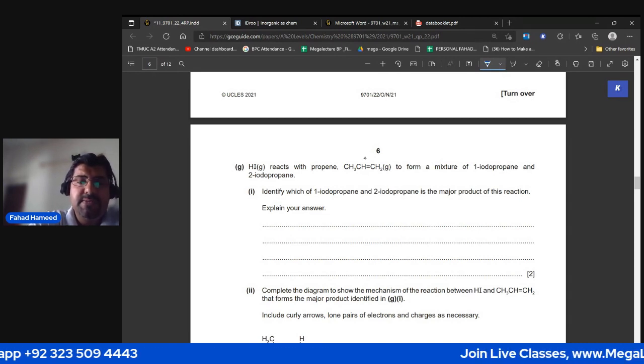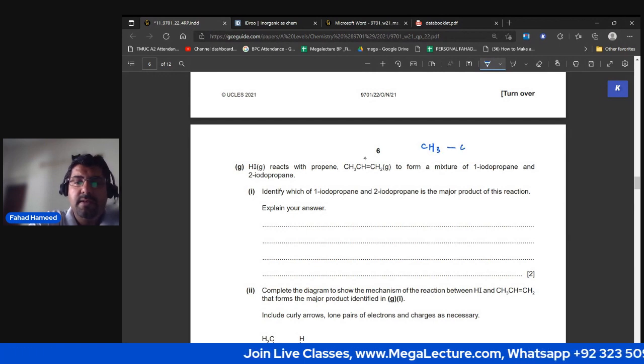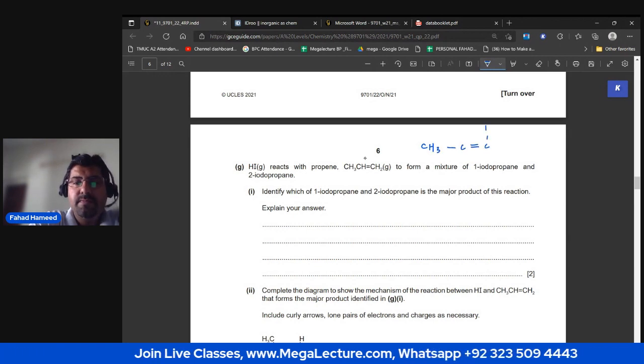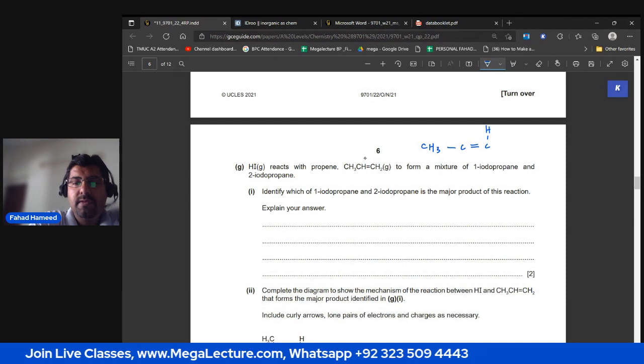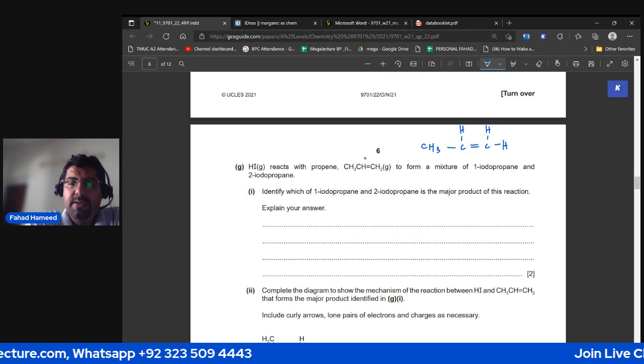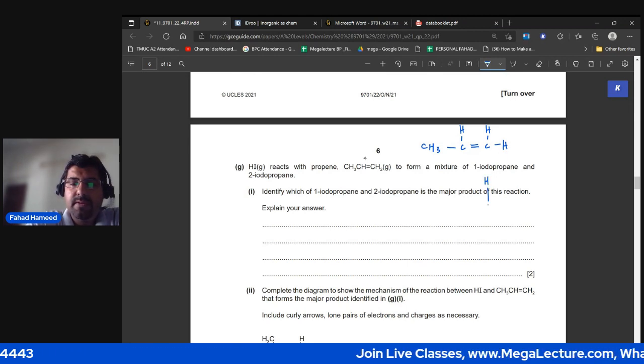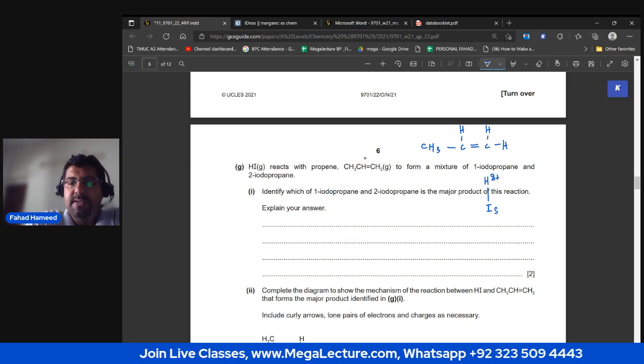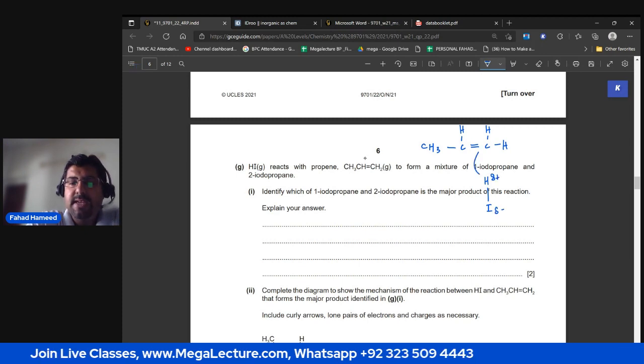So first thing is for unsymmetrical alkenes, the rule is that when electrophilic addition happens, let's assume that an HI molecule is coming in. The H part is positive, the I part is slightly negative, and the H is getting attracted to the double bond.